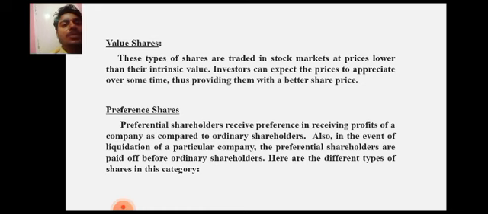Preference shares receive preference in receiving the profits of a company as compared to ordinary shares. In the event of liquidation of a particular company, preference shareholders are paid before the ordinary shares. These are the different types of shares.